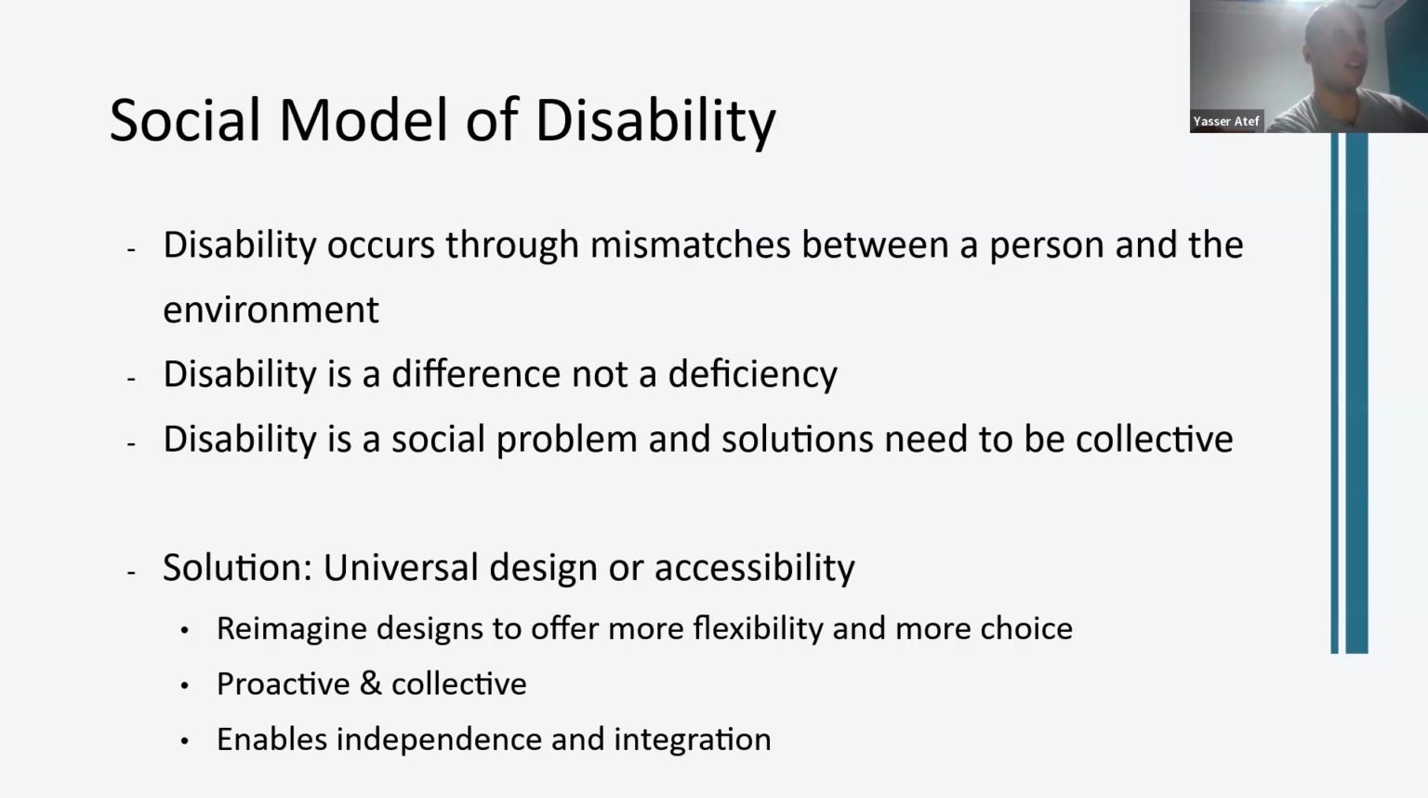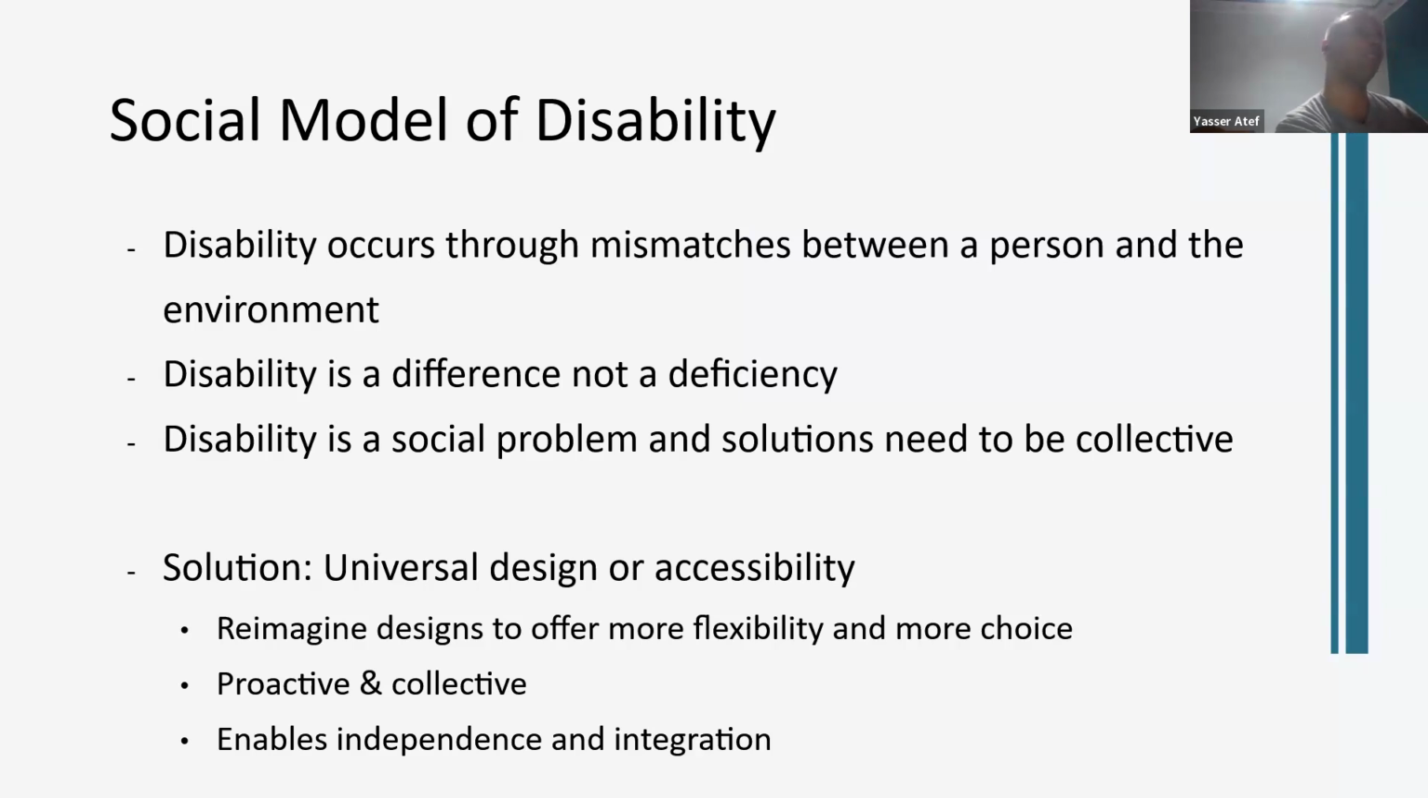The social model also acknowledges that disability is a difference, not a deficiency. And this is what I was hinting at earlier about society acknowledging that the deficiency is in society and it should be addressed. Now it says it's a difference, and the difference goes back to physical abilities rather than societal capabilities. Disability is a social problem, and the solution needs to be collective.